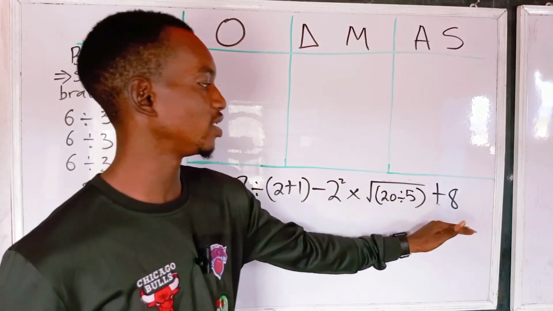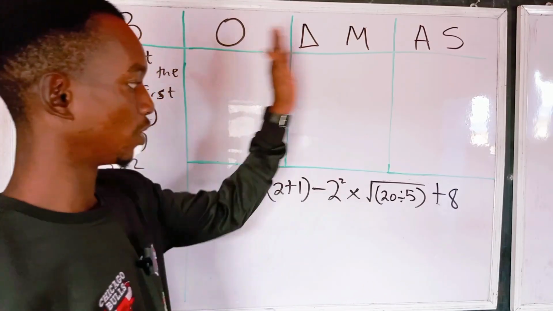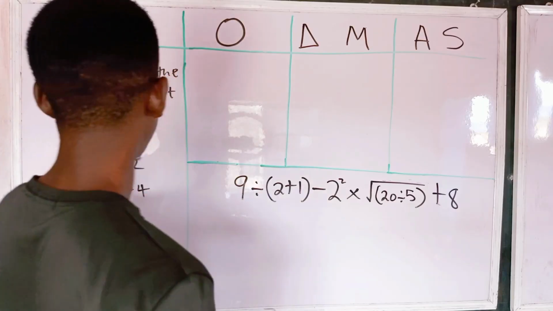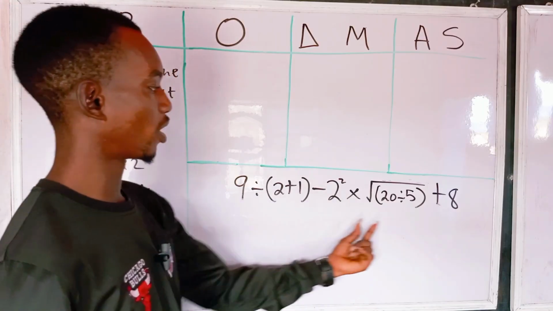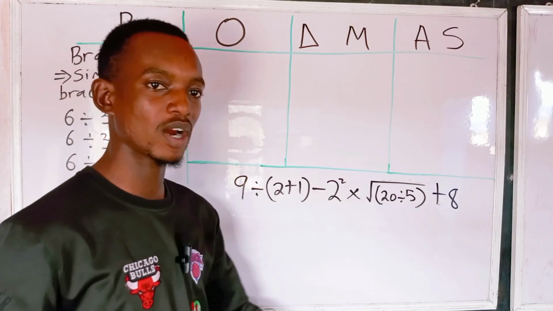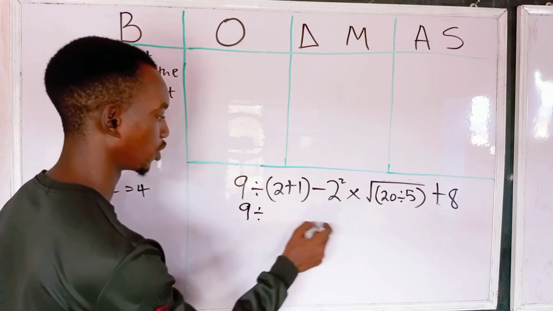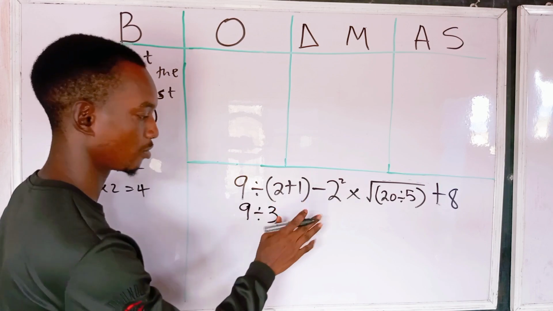Okay, so before we continue, let's use that idea here. Now let's simplify this because we're using this question as a guide, as a reference. So now in this question here, we have seen brackets. According to BODMAS, we have to simplify what is inside the bracket first. So here we're going to have 9 divided by 2 plus 1, which is 3. Nothing can be simplified again.